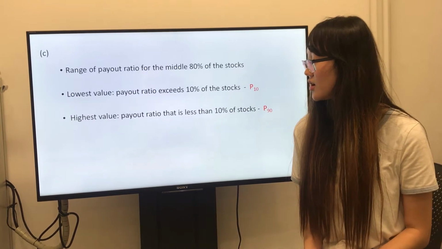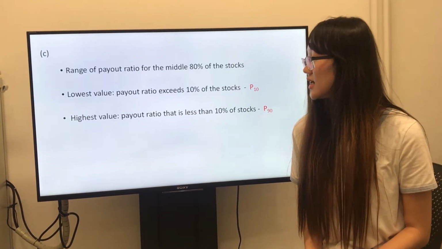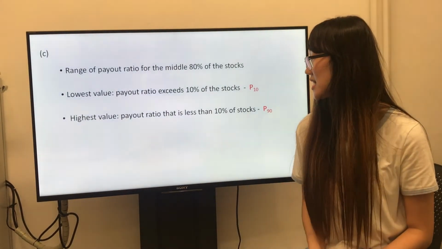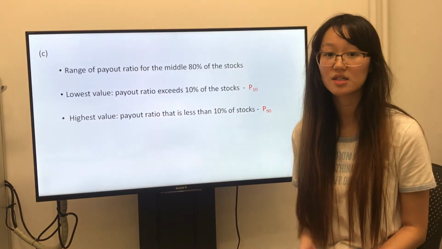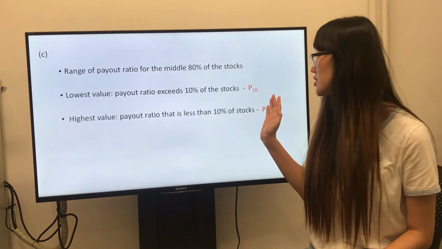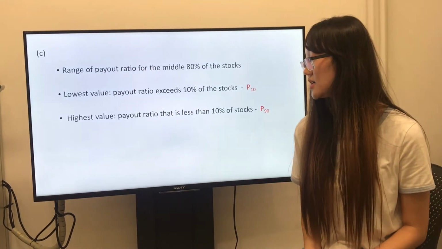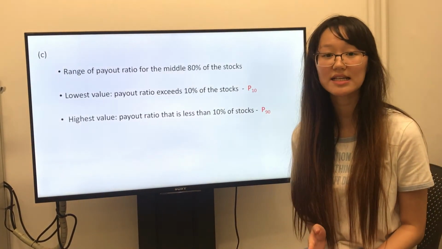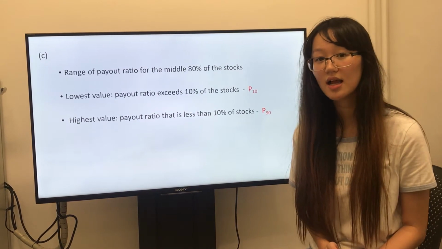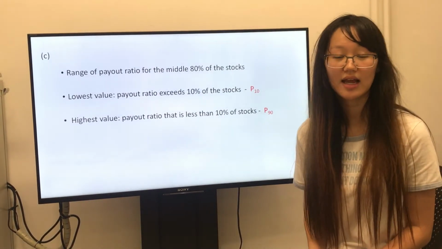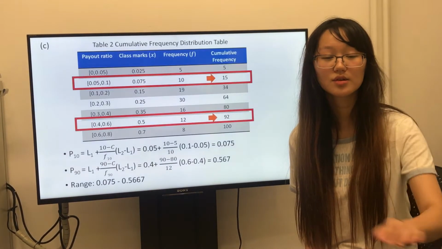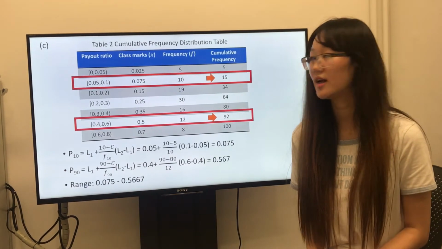For the lowest value, we need to calculate the payout ratio that exceeds 10% of the stocks, which is P10, and P stands for percentile. And for the highest value, it is the payout ratio that is only less than 10% of the stocks, and this is P90. So we need to calculate P10 and P90 right now.